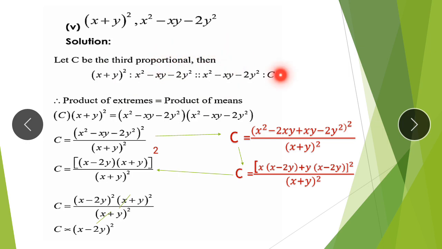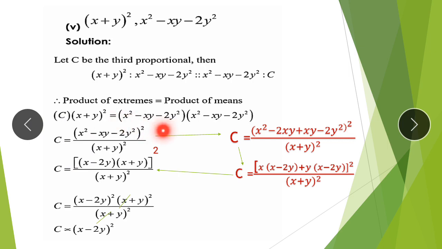Product of extremes are C and (x plus y) whole square, and means are x square minus xy minus 2y square. Here you are supposed to find the third proportional, which is C. So C should be kept here, and (x plus y) whole square is being multiplied with C. So at that side of the equation it will be in division, then means it will go with reverse procedure.